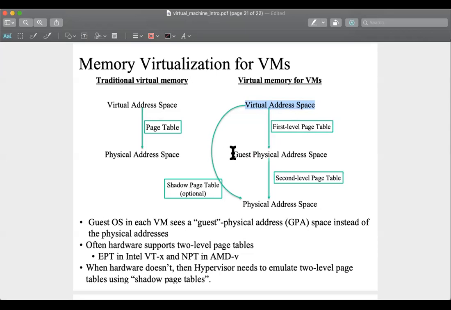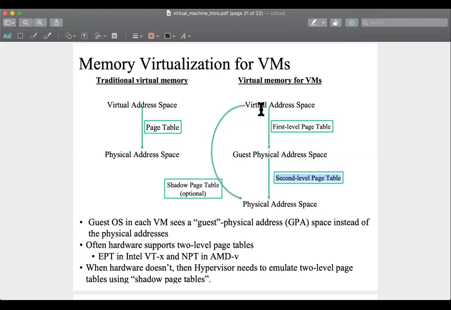So there's this intermediate guest physical address space, or a VM's view of the physical memory. The virtual address has to be first translated to the VM's view of the physical memory through a first level page table. And then the VM's view of its own address space has to be translated to the actual physical address space through a second level page table. So now there are two page tables involved, the first level and second level page tables.